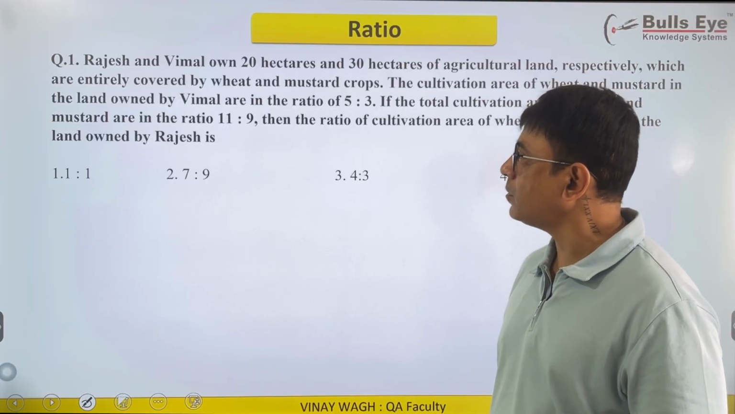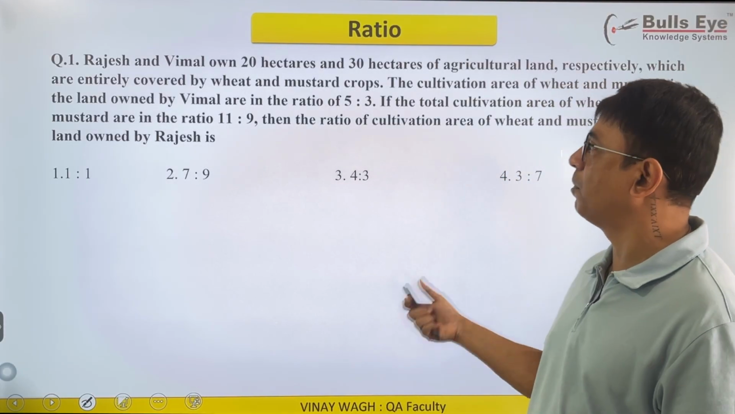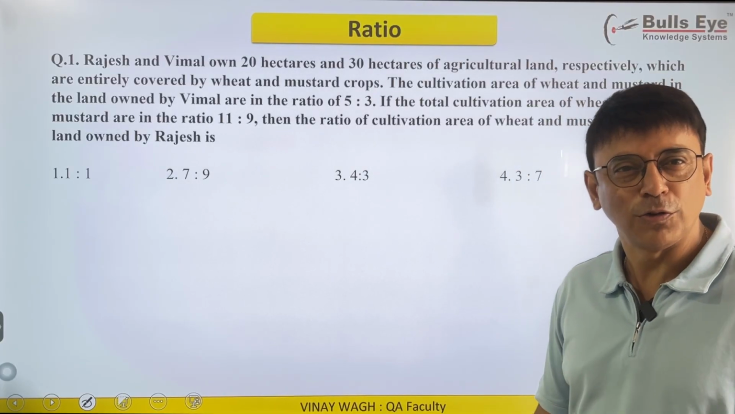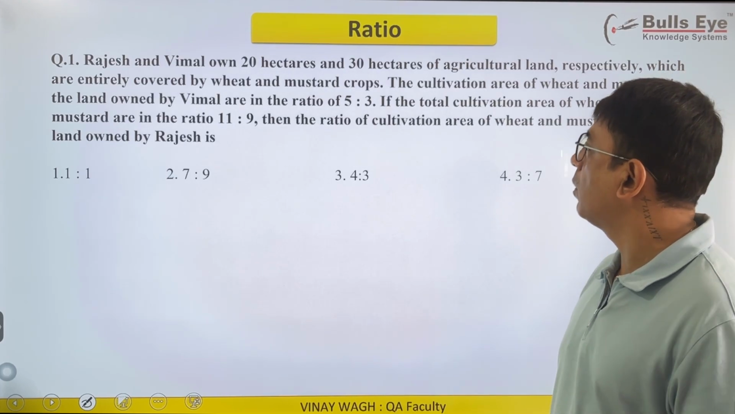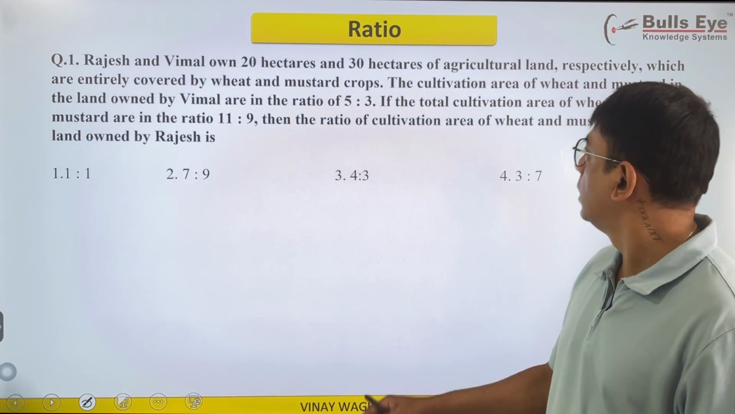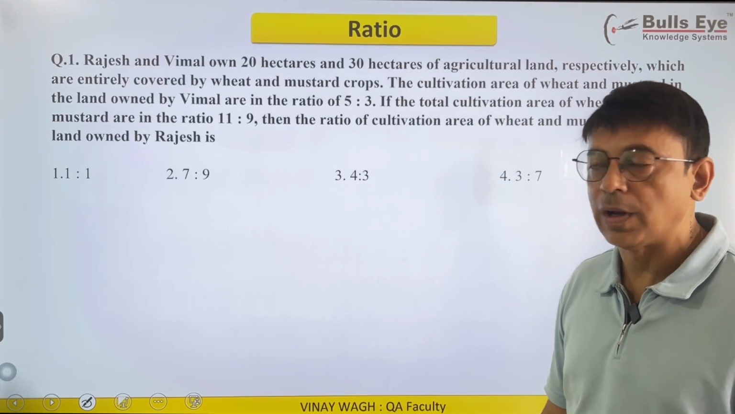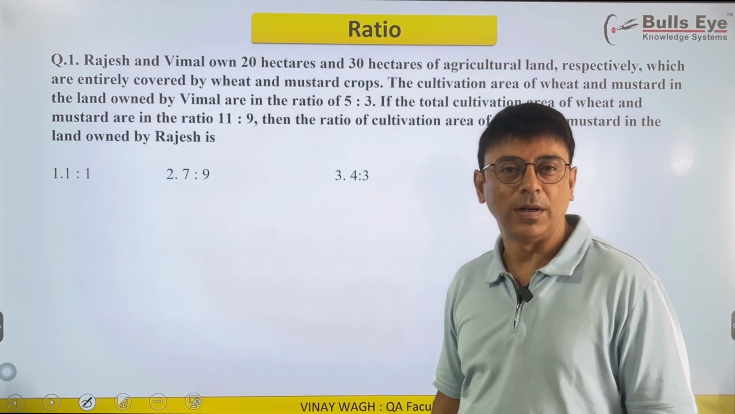Question number one. Rajesh and Vimal have 20 and 30 hectares of agriculture land respectively, and it is entirely covered by wheat and mustard. So there's no third crop. The cultivation areas of wheat and mustard in land owned by Vimal are given in some ratio. The total cultivation areas of wheat and mustard are in the ratio of 11:9, and we need the ratio of cultivation area of wheat and mustard in land owned by Rajesh.